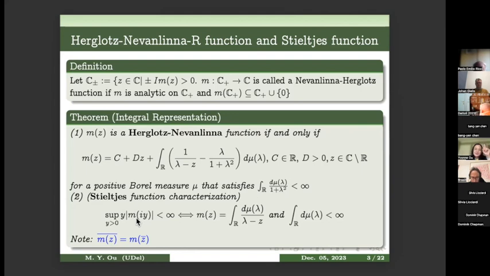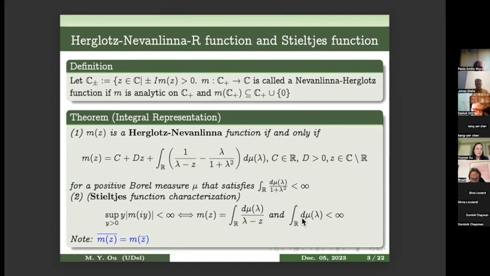fast enough along the imaginary axis, so this is M evaluated on the imaginary axis, and multiplied by y. So if in the end, you look at a supremum, if it is less than infinity, then this representation will boil down to something very simple. So it will just be this integral term. Not only that, this Borel measure here will have finite mass.